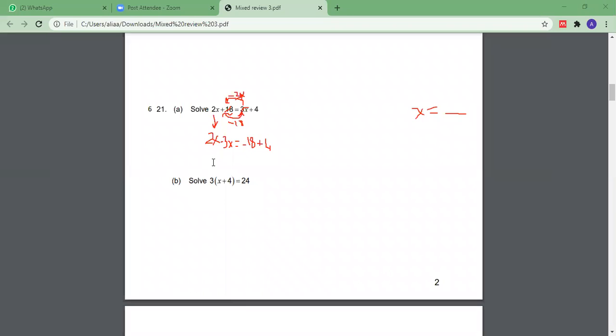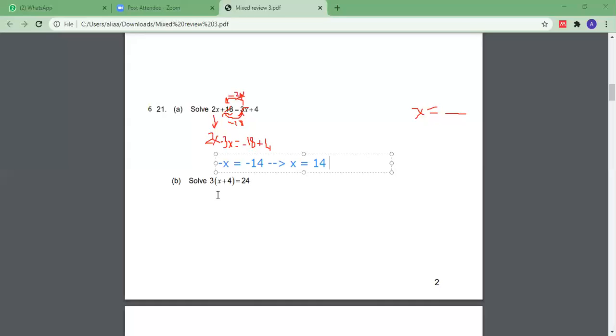2x minus 3x will be -x, equals -18 plus 14, which will be -14. Since I have a negative on both sides, x will be equal to 14, and this is my final answer. Okay, let's see the other question.